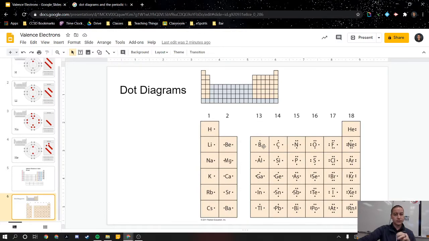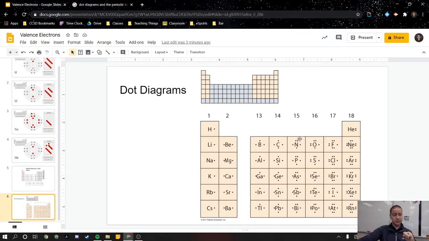13 has 3 valence electrons, so 3 dots. And notice there are no pairs. I haven't doubled up yet. 14 has 4, so I put 1 on each side of my symbol. Again, nothing's paired up yet because I have yet to fill up all my sides. After 4, though, all 4 sides are full.